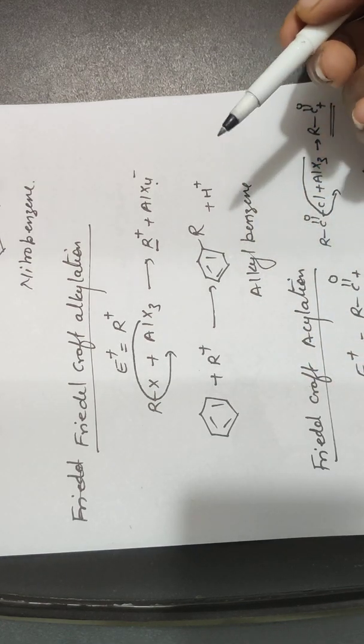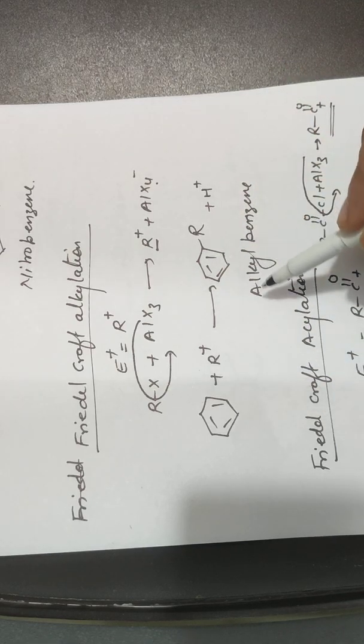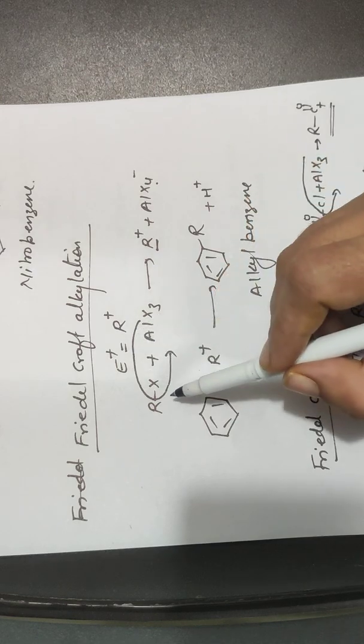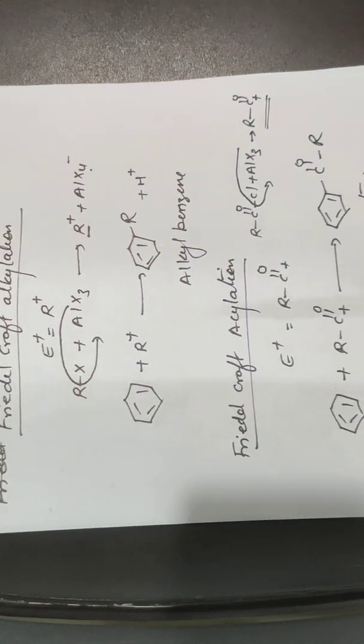There are many applications of these reactions. If you want to convert benzene into toluene, you can use this. In that case, CH3Cl with AlCl3 will be used, and my toluene will be created.